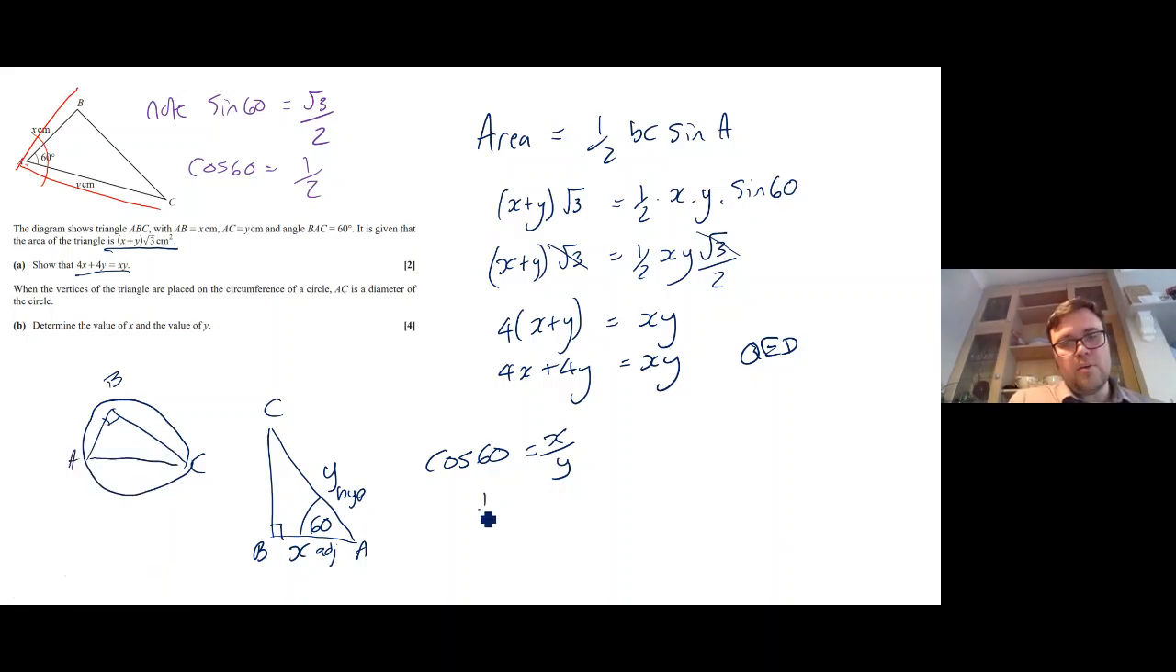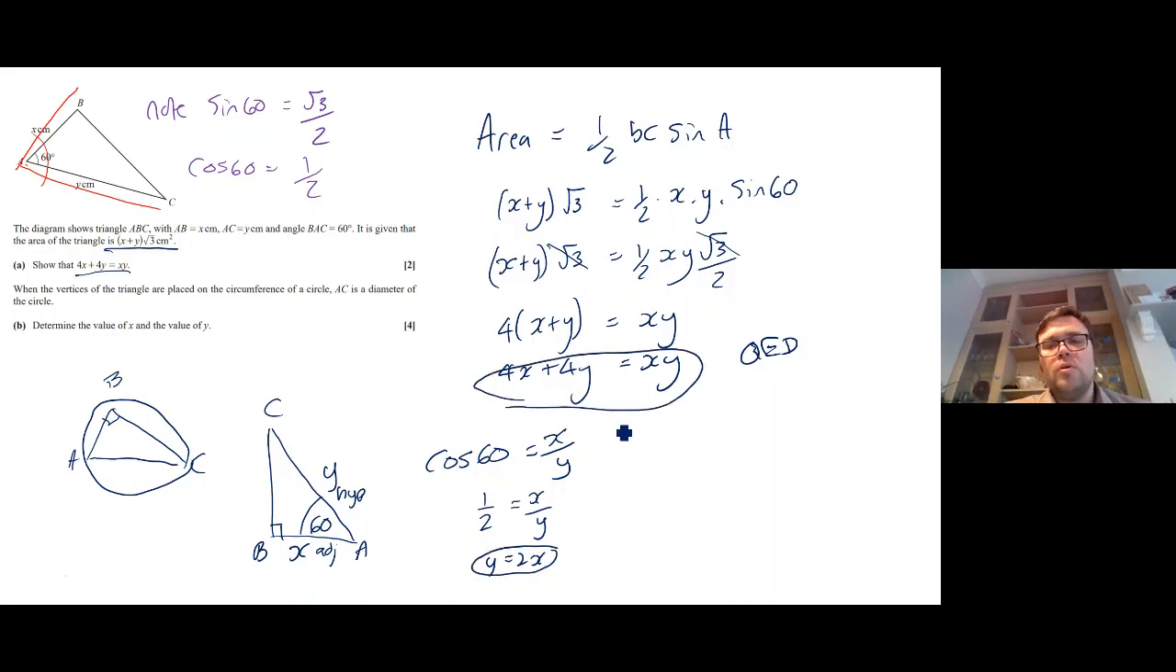So I can now say that 1 over 2 is equal to x over y. Rearranging this, I get y equals 2x. So I've got simultaneous equations. I've got this one here, and I've got the one that they have given me. I've got to put another page in, so I'm going to have to fit it in this little gap here. How I would do this is via substitution.